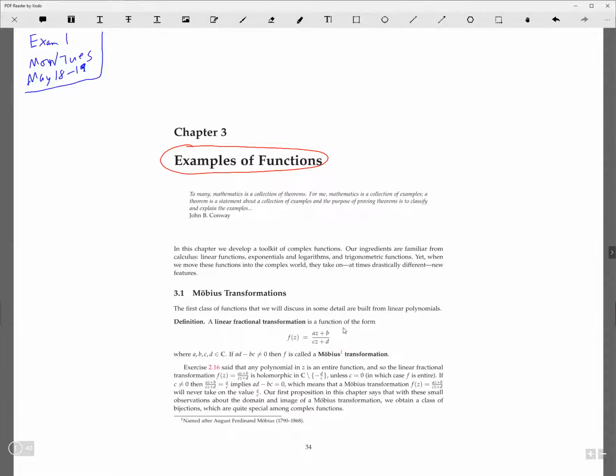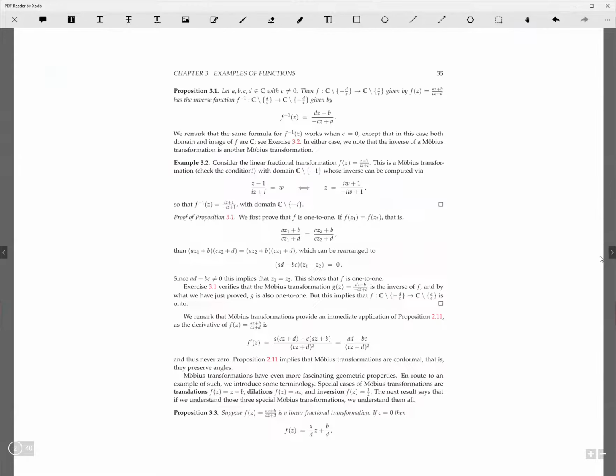So first, let's start with the Mobius transformation. That's like this. And the inverse is going to be this. Let me show you how that works, or how they come up with that. So you have f of z equals az plus b over cz plus d.